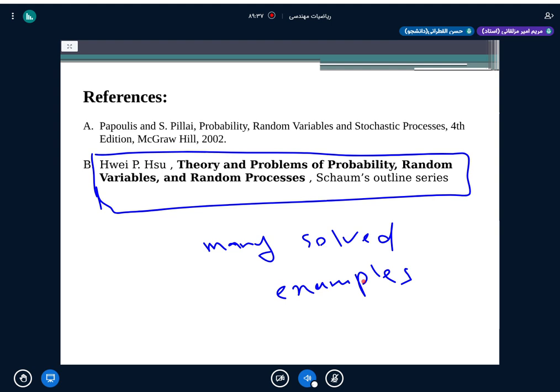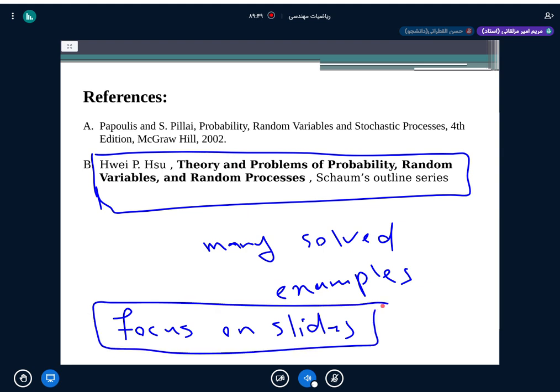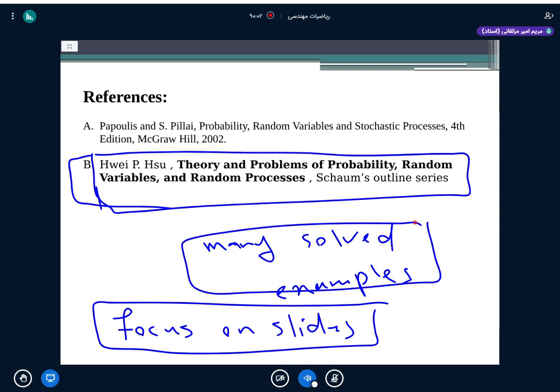First of all, I suggest you focus on the slides and my explanations, the proofs that we have in the class. And for the next step, you use this reference, because it contains many solved examples. First of all, focus on the slides and the subjects of the class, and in the next step, you should use this reference to have many more solved examples.